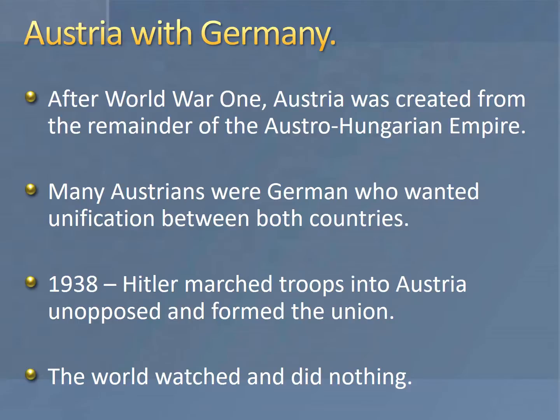So in 1938, Hitler marched troops into Austria unopposed. He's pretty much welcomed by the Austrians, and he forms a union. In fact, Hitler himself, from what I understand, was Austrian. So this is a welcomed union. The world watched and did nothing. Looking back now, we could maybe say this was a sign of things to come. But again, the world just kind of says, okay, no big deal.